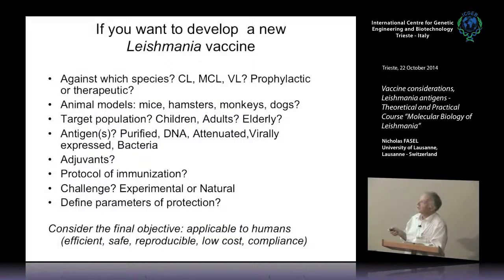Which is the target population, children, adults, elderly? You should know that the immune response of kids is different from adults, which is different from elderly people. So that's what is your target population. The antigens: purified, DNA, attenuated vaccine, virally expressed, bacteria. Which kind of adjuvant are you going to use? The protocol of immunization, the challenge, experimental, natural, and you have to define the parameters of production.